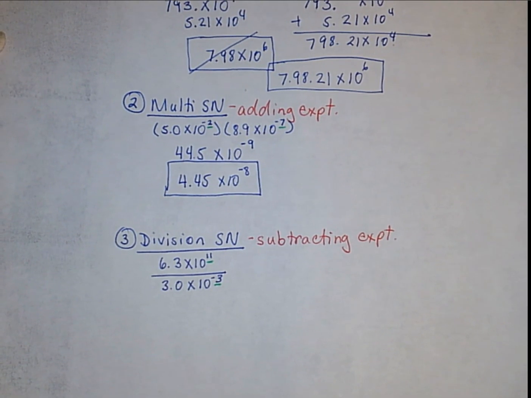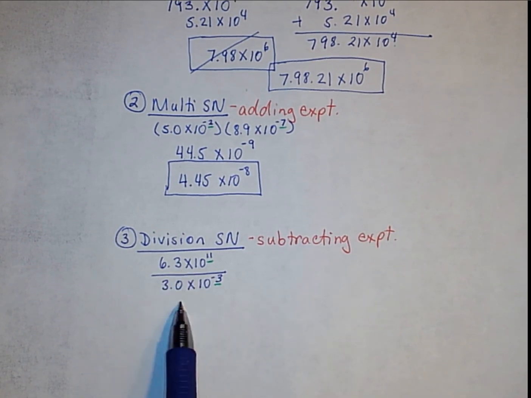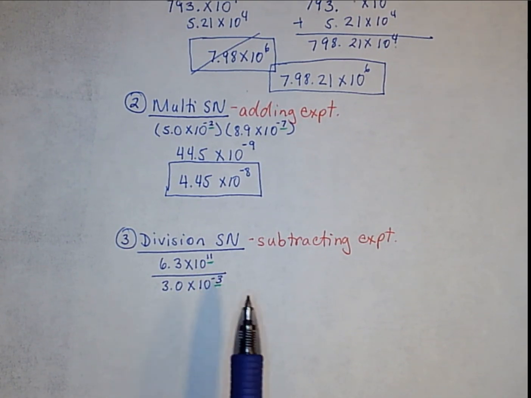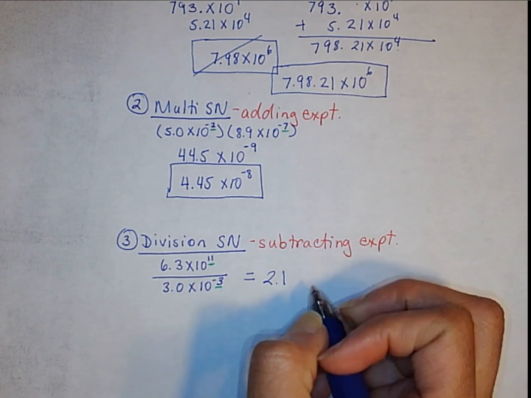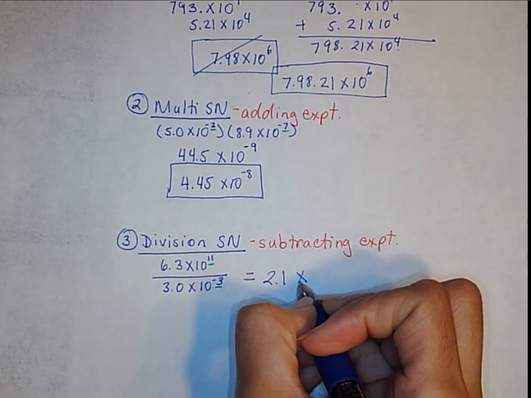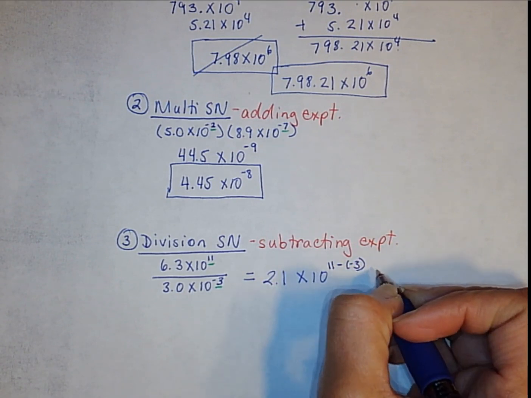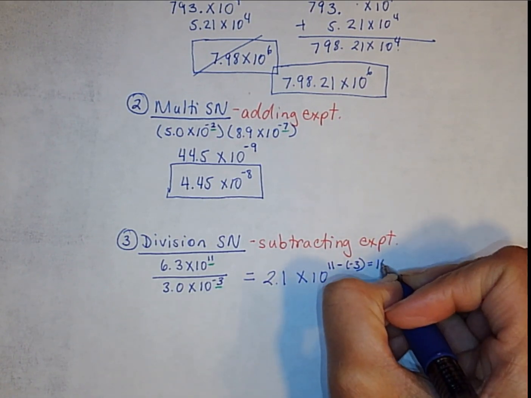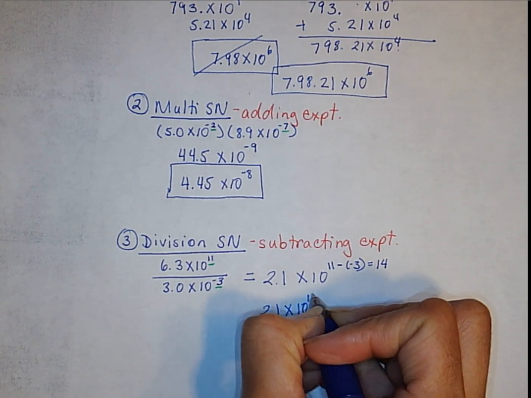Okay, so moving on to division. Division of scientific notation, you are going to subtract your exponents. So you have this question, 6.3 times 10 to the 11th divided by 3.0 times 10 to the -3rd. So once again, you are going to divide your coefficients, and when you divide your coefficients, you get 2.1. And then don't forget that you are going to subtract your exponents. So when you subtract it, it's really 11 minus -3. So in this case, this -3 will cause everything to become an addition problem, and your exponent is going to be 14. So in this case, your answer is 2.1 times 10 to the 14th.